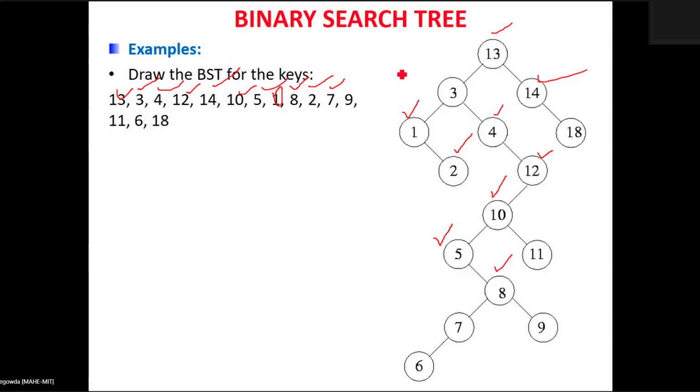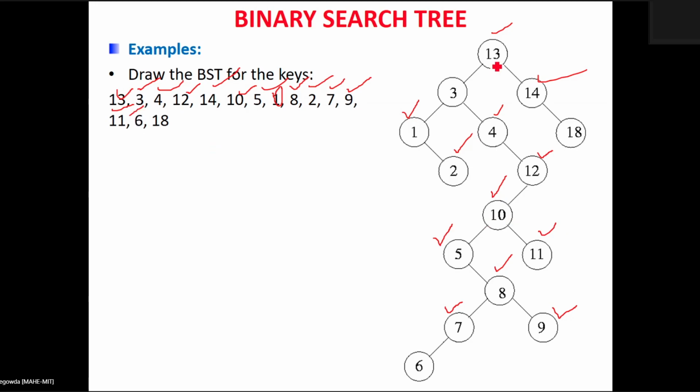Then 7. Less than 13, greater than 3, greater than 4, less than 12, less than 10, greater than 5, and less than 8. This is going to become the left child of 8. Similarly, 9, less than 13, greater than 3, greater than 4, less than 12, less than 10, greater than 5, greater than 8. Then this is going to become the right child of 8. Similarly, 11, less than 13, greater than 3, greater than 4, less than 12, then greater than 10. So this is going to become the right child of 10.